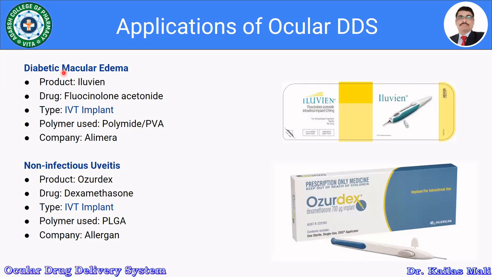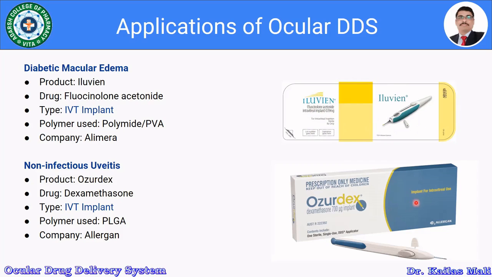And for diabetic macular edema, the implant Illuvien is available. It's an intravitreal implant. Polymers like polyimide and PVA are used to prepare the Illuvien implant. It is developed by Alimera. It contains the drug fluocinolone acetonide to treat diabetic macular edema.